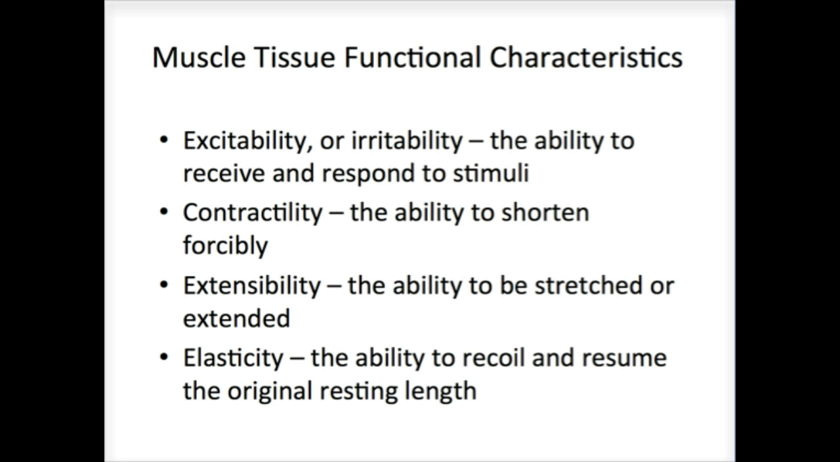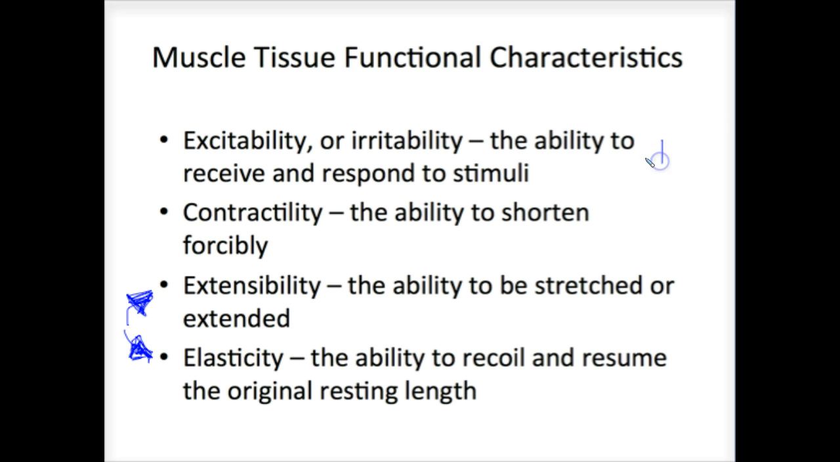Muscle contraction is based on four functional characteristics associated with muscles: excitability, contractility, extensibility, and elasticity. Pay attention to the differences in definitions between extensibility and elasticity, because it's not what we typically think of when we think about a rubber band that's elastic, etc.